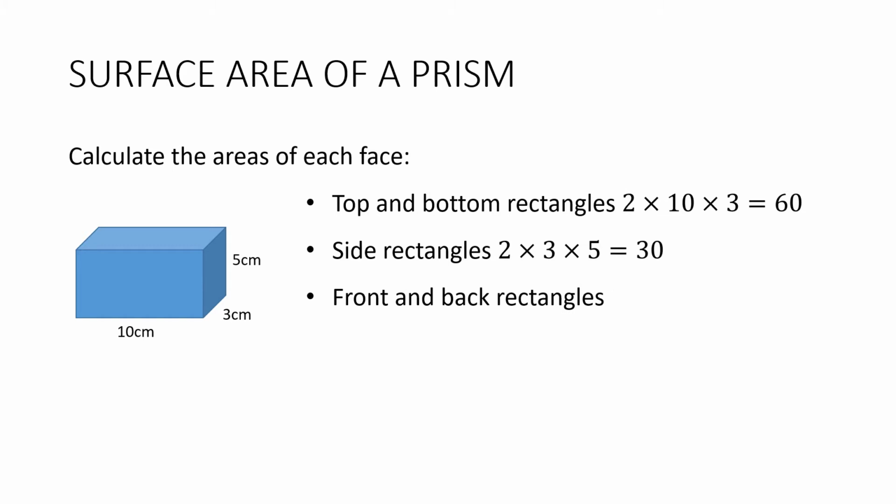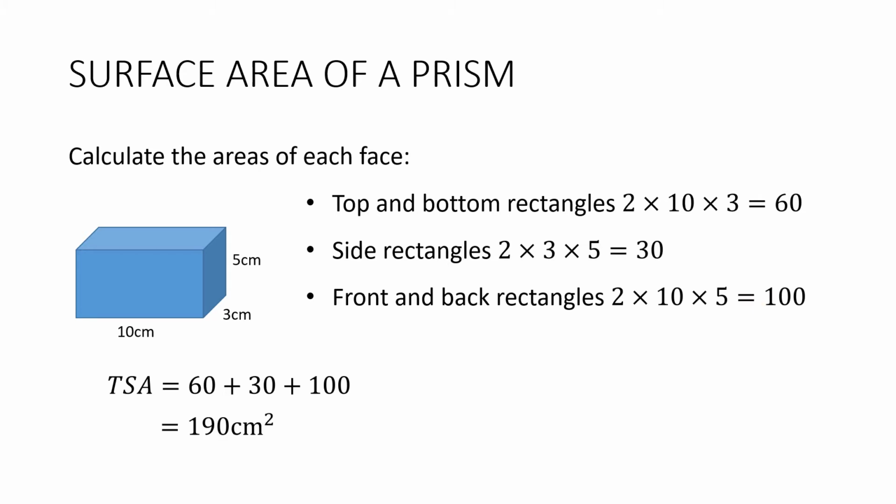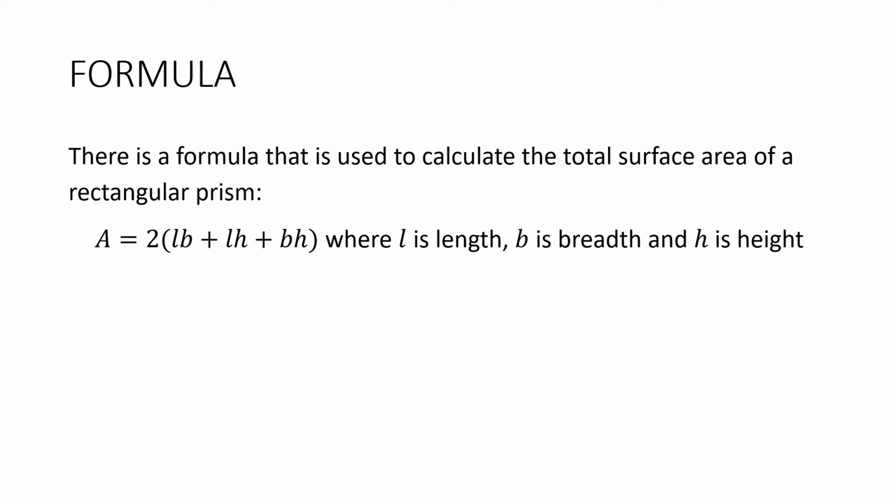And then finally the front and the back rectangles. The front rectangle is 10 by 5, so 50, and then we're going to double it. So that's going to give us 100 centimeters squared. Now you can't stop there, we've got to actually add all of these together. TSA stands for total surface area, and it's going to be 60 plus 30 plus 100, which gives us 190 centimeters squared.